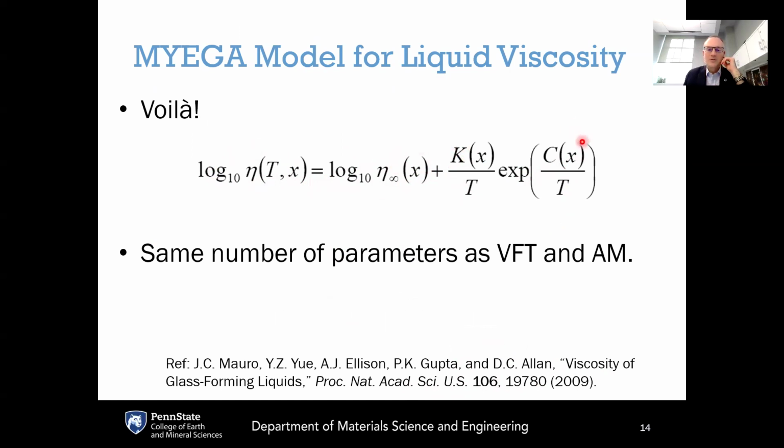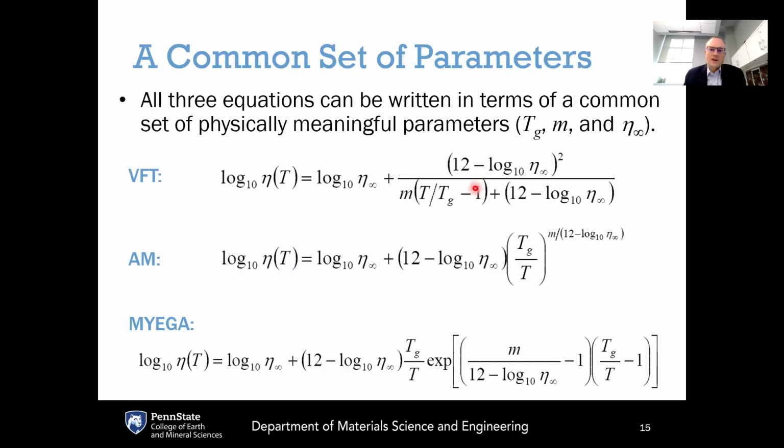Like the Avramov-Milchev equation, the viscosity only diverges in the limit of absolute zero temperature. So as the temperature goes to 0 Kelvin, then and only then does the viscosity diverge towards infinity. So this satisfies that criterion. And what we want to do now is to put all of these on an even playing ground and see some of the intrinsic differences in shapes predicted by these 3 viscosity models, the VFT model, the Avramov-Milchev model, and the MYEGA model.